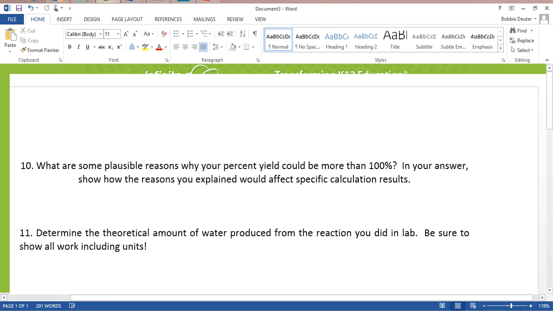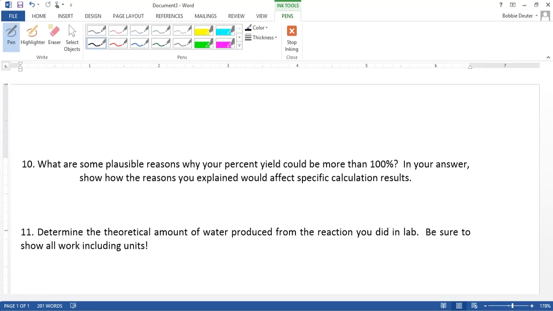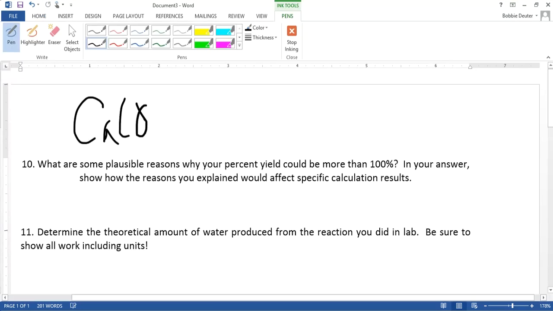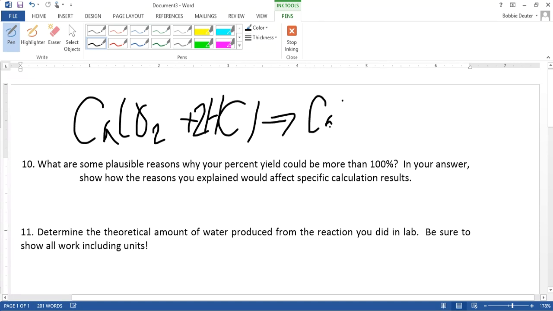So here's your problem. When you wrote your balanced chemical equation, you had calcium carbonate, CaCO3, reacting with HCl, hydrochloric acid. We have 2 moles of that. You guys said it made calcium chloride, CaCO3, and carbonic acid. Problem B, did you see bubbles coming off?